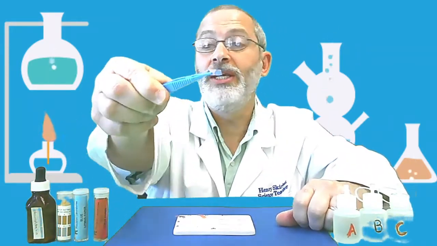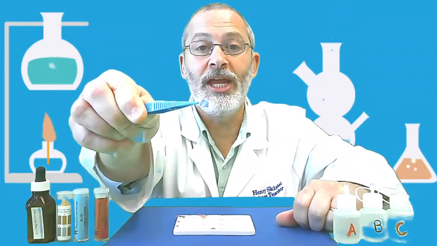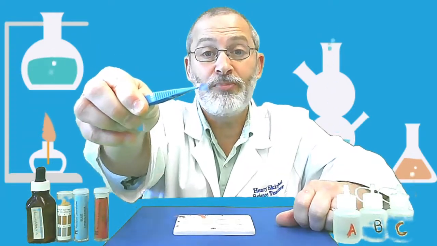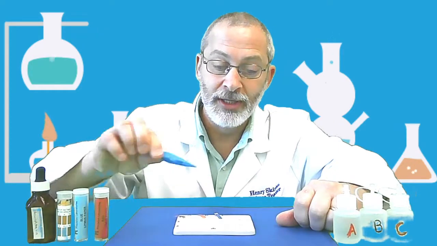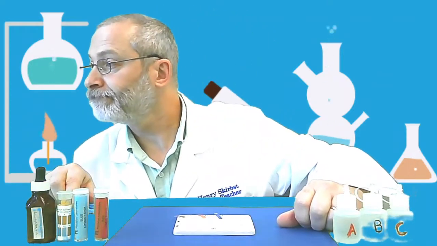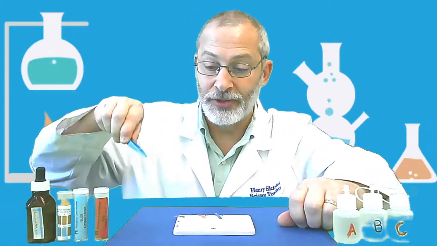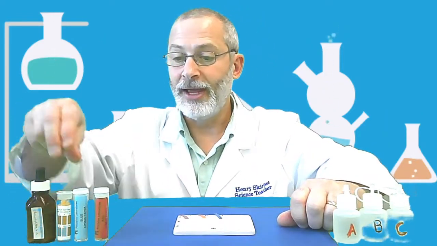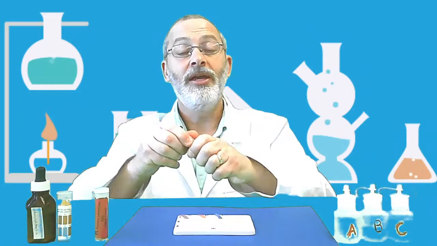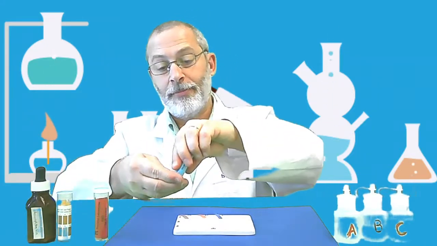Whoa, there we see a definite color change. The red litmus paper is turning blue in solution C. Here we go. I think you can even see that on the screen here. Yeah. All right, now let's go to the blue litmus paper.